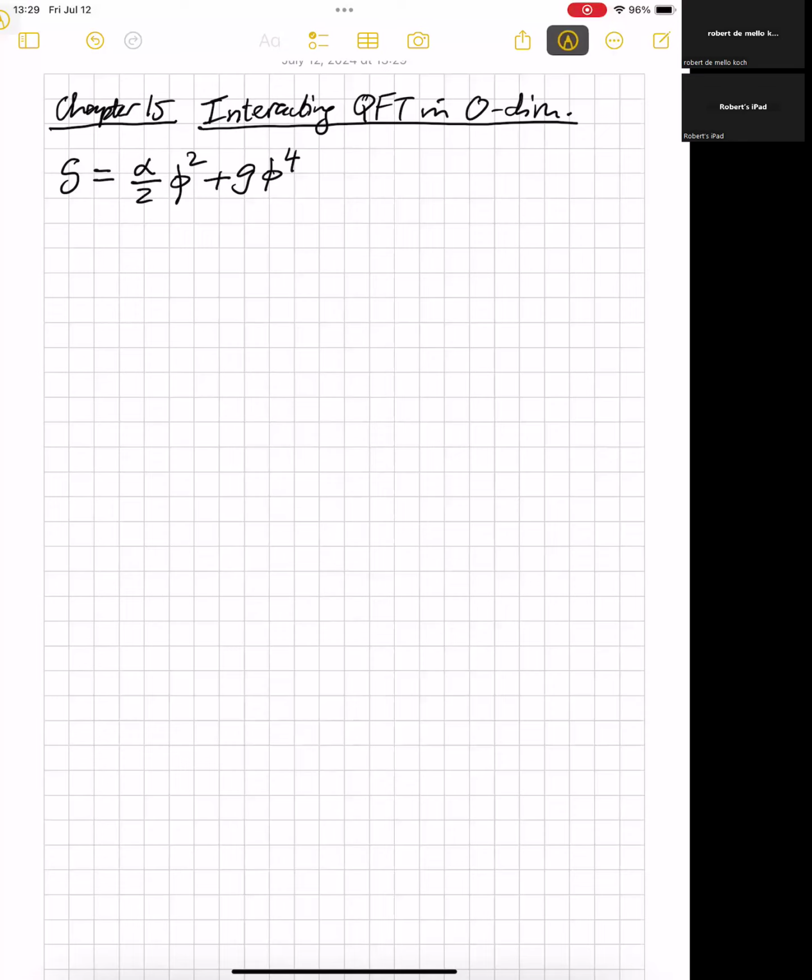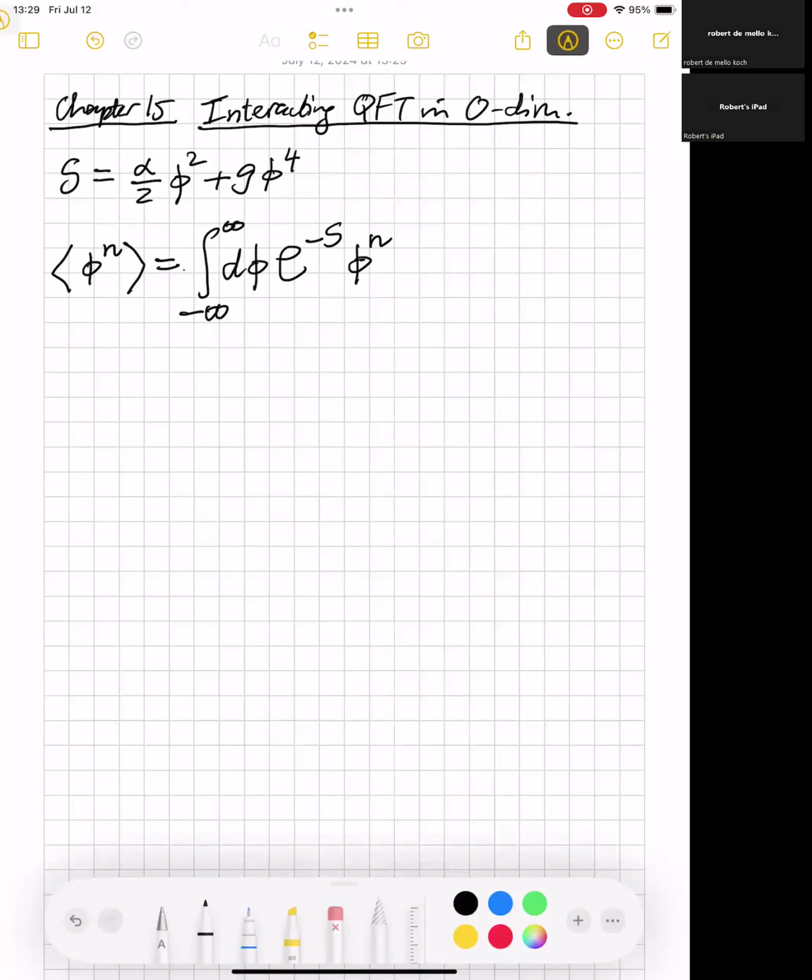And then what do we want to compute? Well, we want to compute these correlation functions. Phi to the n. This is an integral from minus infinity to infinity d phi e to the minus s phi to the n. Oh, and there is a normalization. So let me sneak that normalization in. That will be important. Okay, good. Some normalization n that we will have to specify.